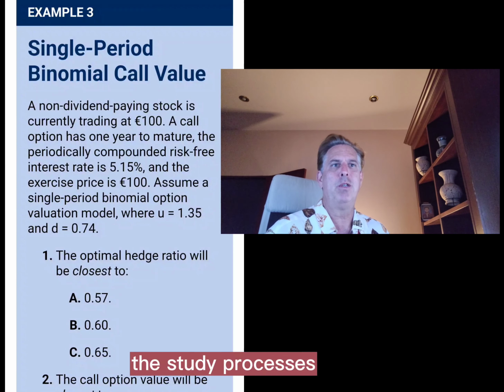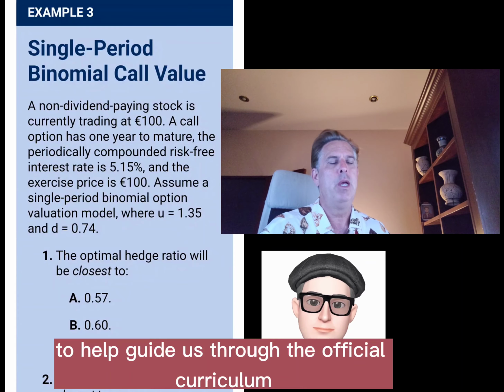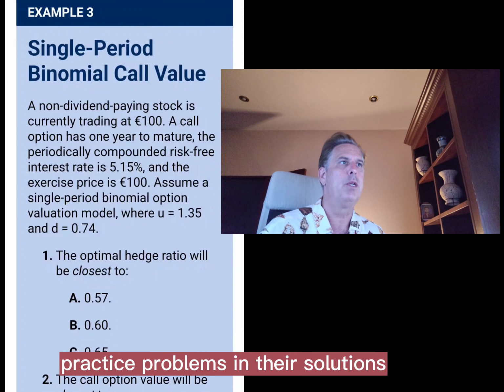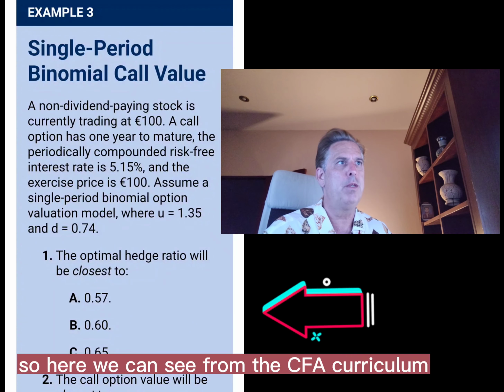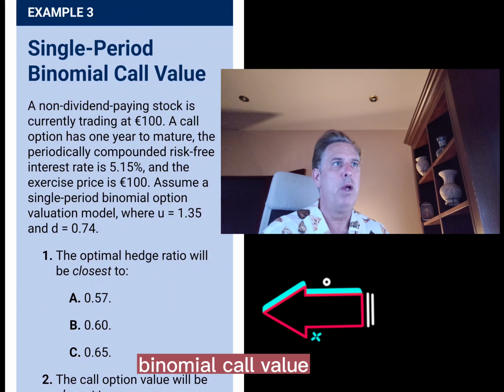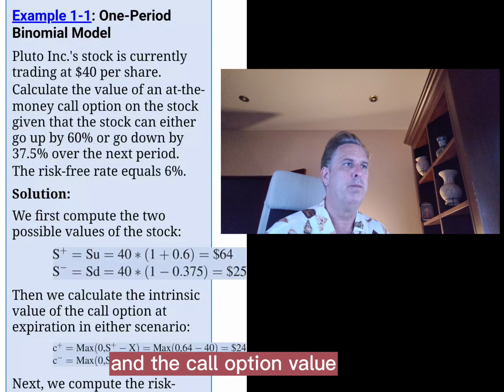The study process is we use the Wiley study guide and other materials to help guide us through the official curriculum, in particular looking at the blue box examples and the end of module practice problems and their solutions. So here we can see from the CFA curriculum a blue box example on the single period binomial call value, and they're asking for the optimal hedge ratio and the call option value.